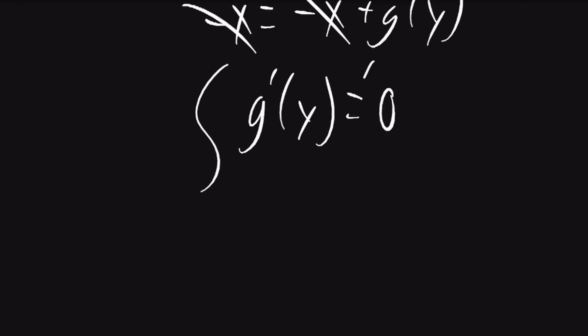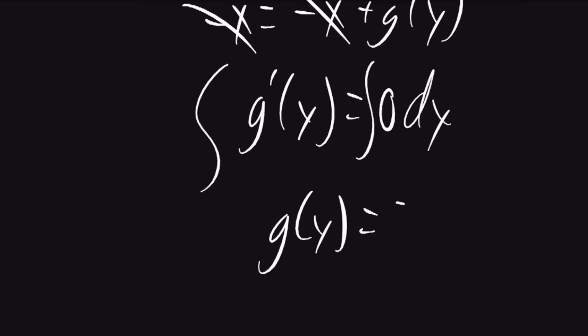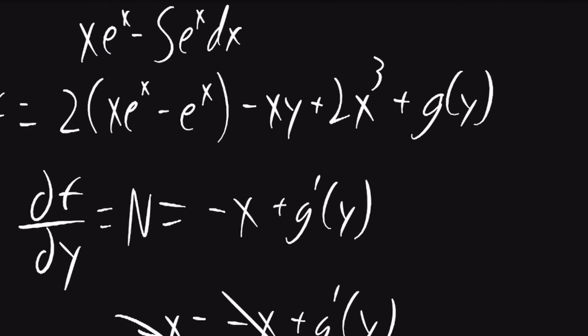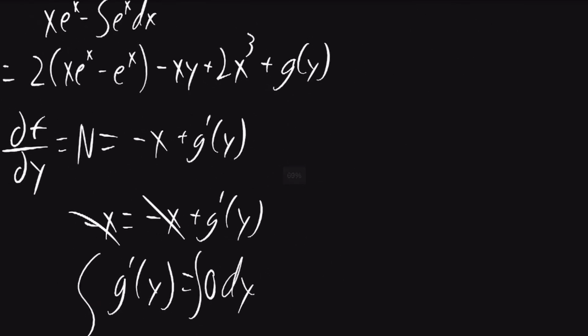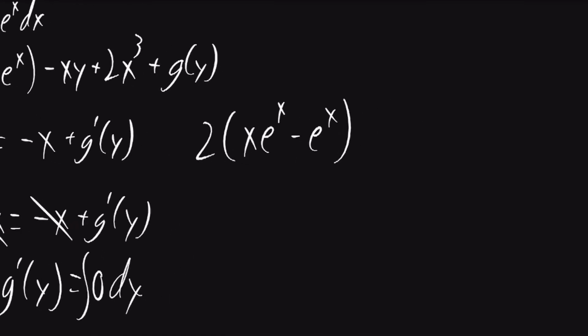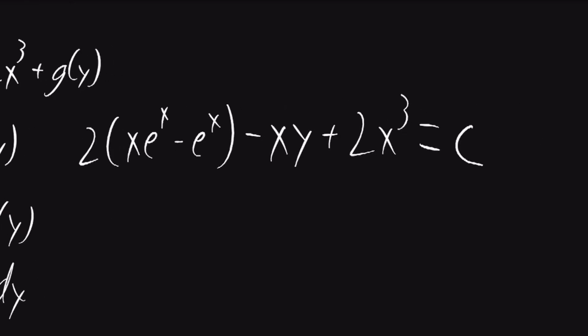We can now take the integral of both of these sides with respect to y, and we'll find that g of y is equal to 0. We can now plug this in here for this function. We'll find that 2 times (x e to the x minus e to the x) minus xy plus 2x cubed is equal to c. And that is our final answer.